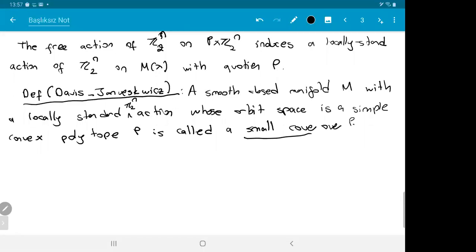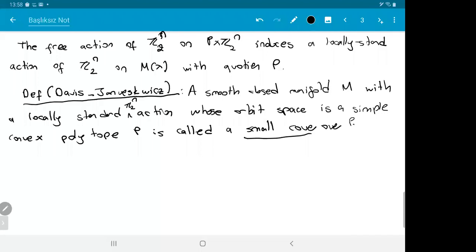Now we can begin with a lambda over some simple convex polytope P and obtain a small cover. And the converse is also true. You can begin with a small cover and obtain a characteristic function. The relation between the small covers M and the M lambdas, where lambda is the associated characteristic function, is given by Davis-Januszkiewicz equivalences. But before giving the definition, maybe it will be helpful to discuss how we obtain lambda from a given small cover.